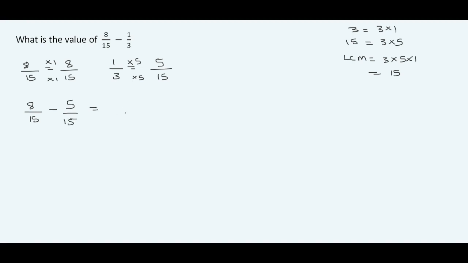We have a denominator of 15, and then we subtract the numerators, 8 minus 5, which is going to be 3 over 15. We divide both numerator and denominator by a common factor of 3, which is going to give us 1 over 5.